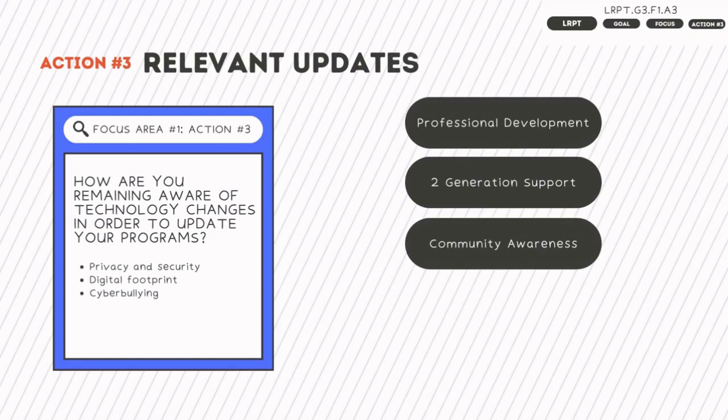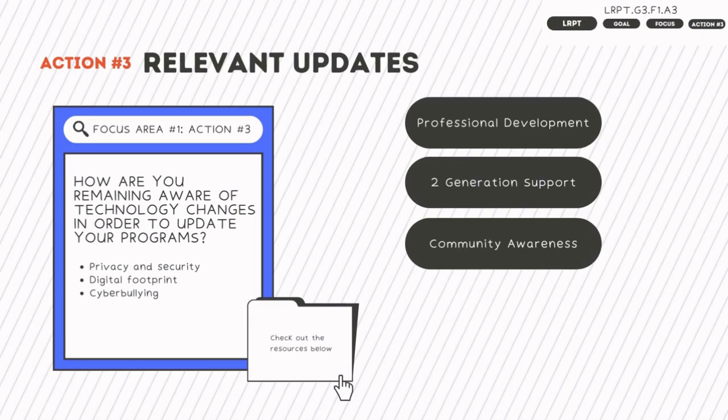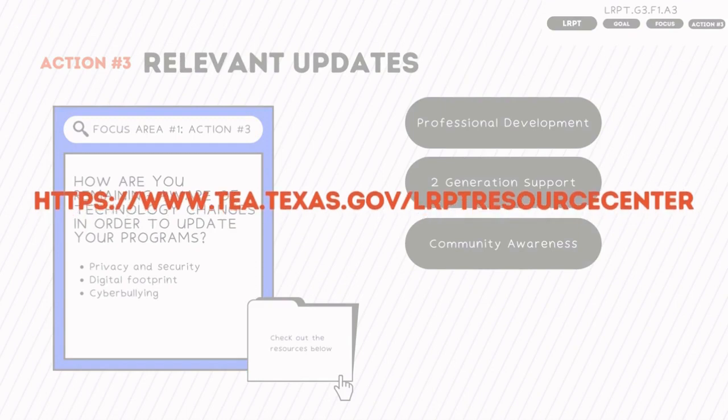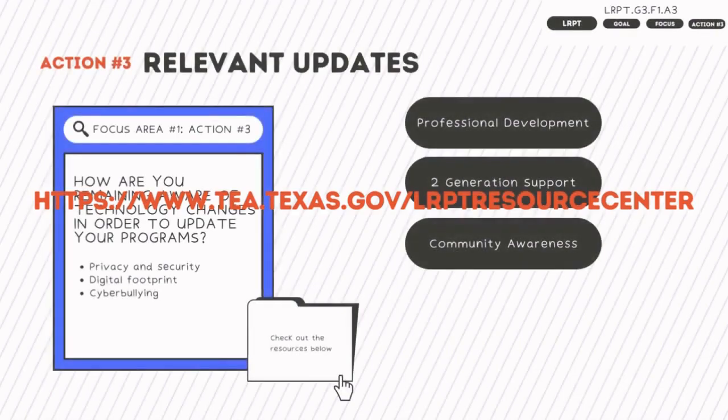This could be in the form of professional development for staff and teachers, creative support strategies that impact both the parents and students, or other community awareness plans unique to your area. Check out the resources below for information on tracking and using relevant updates. Pause the video here to reflect on how you will prepare and take this action in your workbook.